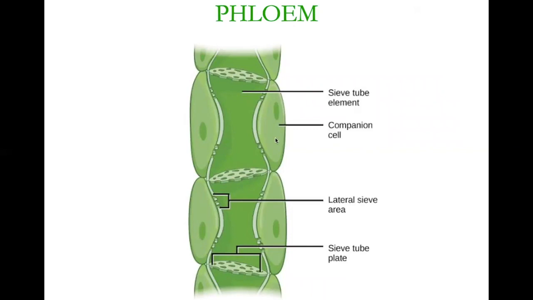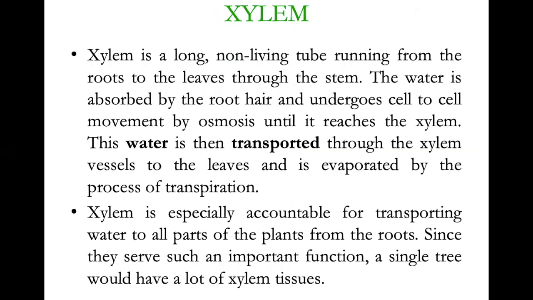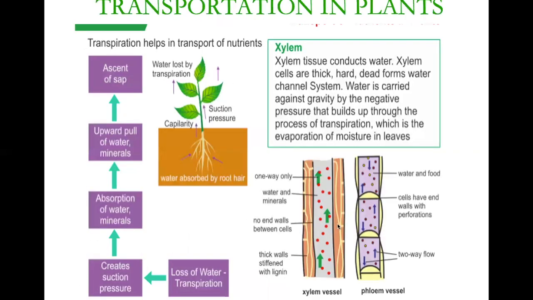The phloem has a companion cell, and this is a parenchymatous cell. Let us go back to the slide and see the difference between the two. You can see the xylem is non-living, but here these are the companion cells. So we say that the phloem is living. Now the movement of food in the phloem is bidirectional. Either the food can go from upside to downside or from downside to upside.